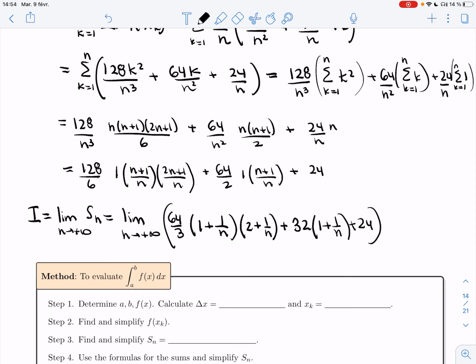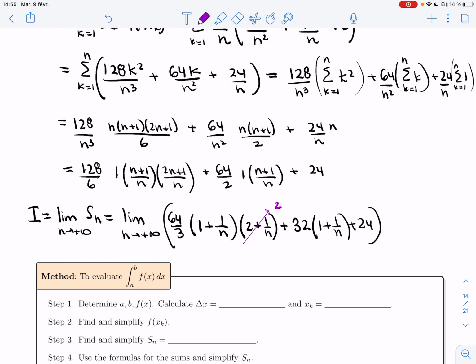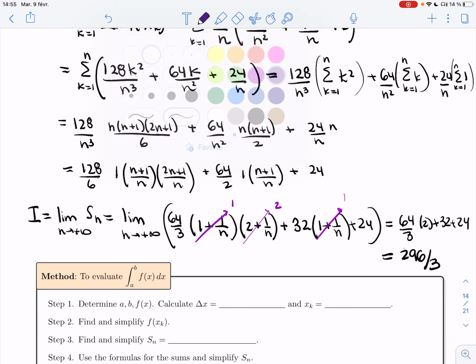All right, if I evaluate this, this goes to 2, this goes to 2, this goes to 1, this goes to 1. So what I get is 64 thirds times 2 plus 32 plus 24, and I calculated it beforehand, and that simplifies to 296 thirds.